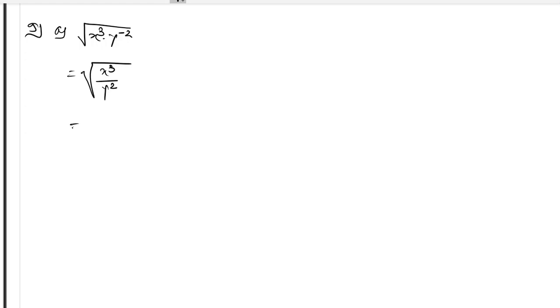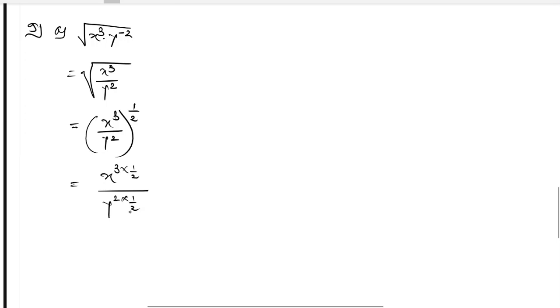Now, can I write it as x cube upon y square the whole raised to 1 by 2? The square root becomes raised to 1 by 2. So this will be x raised to 3 into 1 by 2 upon y raised to 2 into 1 by 2. Right? So this 2 and 2 will cut. So you will get x raised to 3 by 2 upon y.